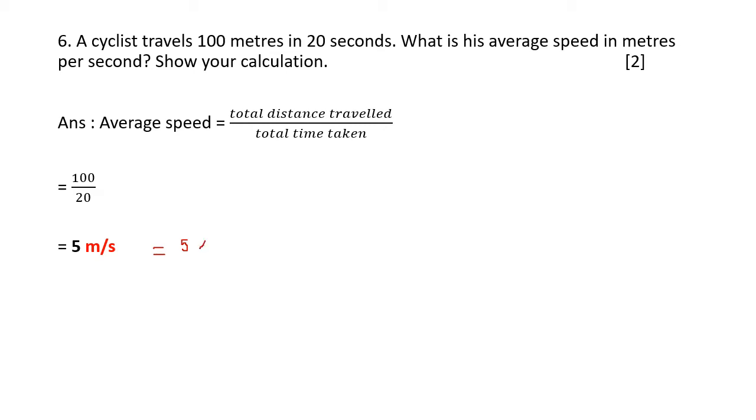5 into 18 upon 5. Yes, this converts it. So when you multiply, what do you get? This 5 gets cut off and you are left with 18.